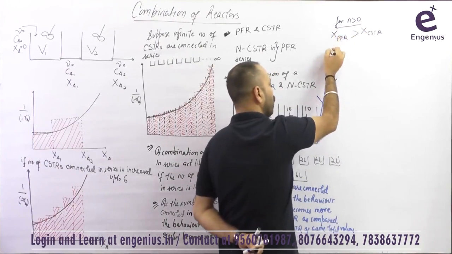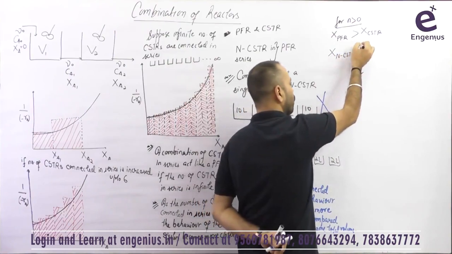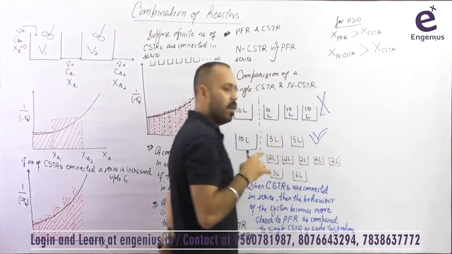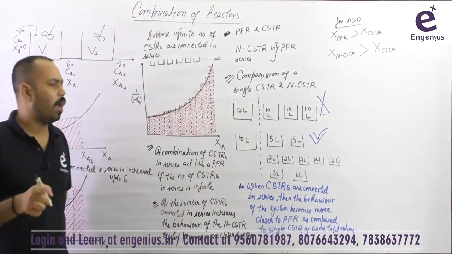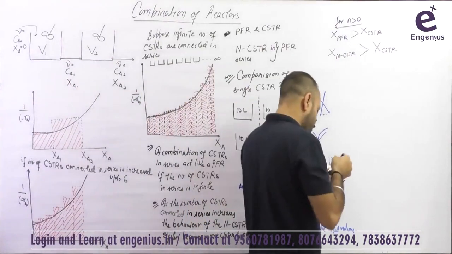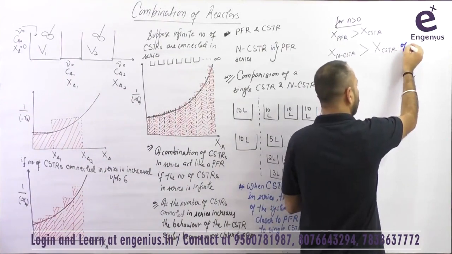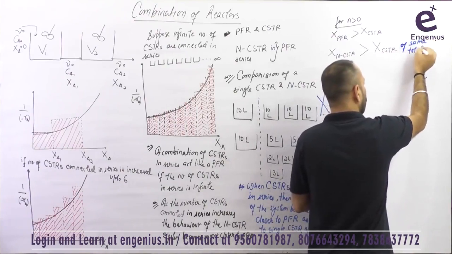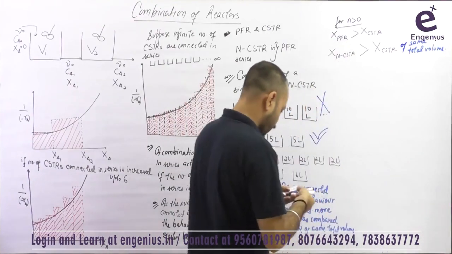And what is PFR? The behavior of n CSTR is more closer to the PFR as compared to single CSTR. So that is the result. If order is greater than 0, then CSTRs combined in series are definitely going to have more conversion than a single CSTR of same total volume. This point is important here, so don't miss it. Of same total volume. What else?